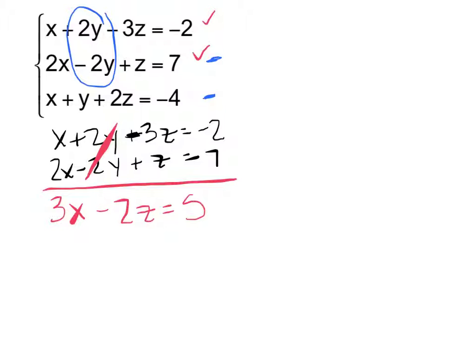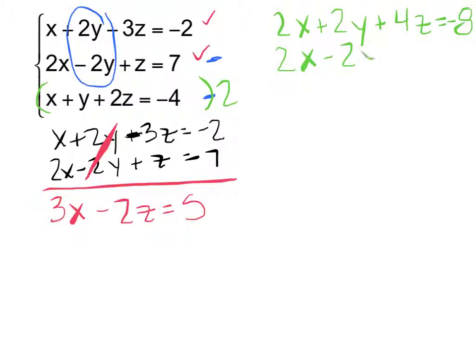So we're going to need to multiply the third equation by 2. I'm going to do that and rewrite my equation over to the right. So we're going to have 2x plus 2y plus 4z equals negative 8. And then I'm combining that with equation 2, so I get 2x minus 2y plus z equals 7. Now we can combine these two equations.